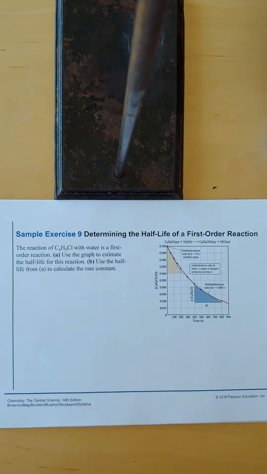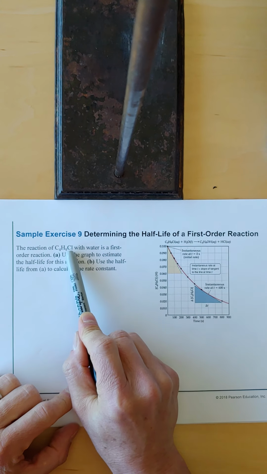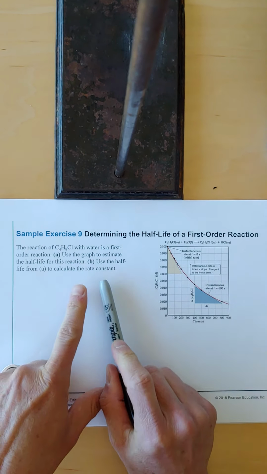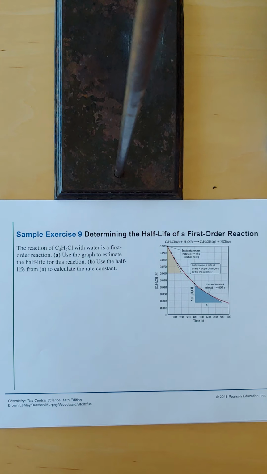If you start with a pound, how long does it take for you to have half a pound? If you start with a metric ton, how long does it take for you to have half a metric ton? That's what we'll be looking at. This is the reaction of C4H9Cl with water. We know it's a first order reaction, and we want to estimate at what point we would have half of it. How long is that half-life?